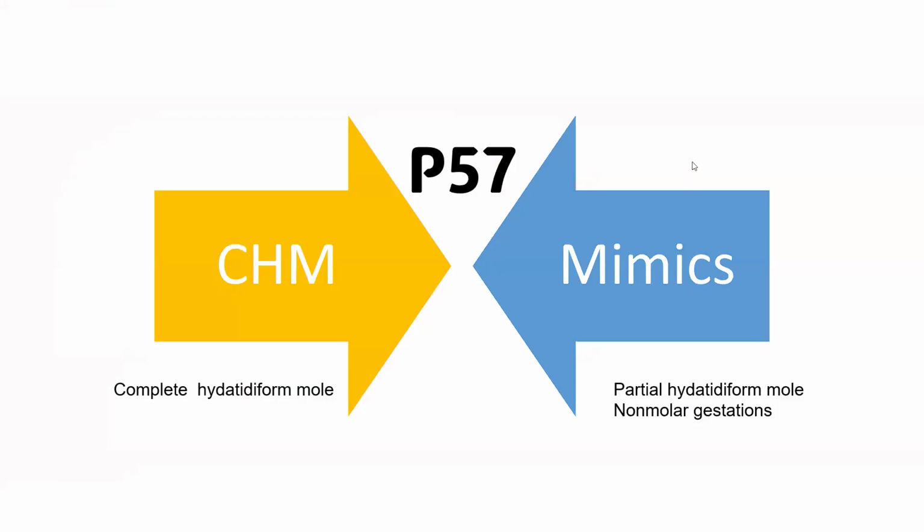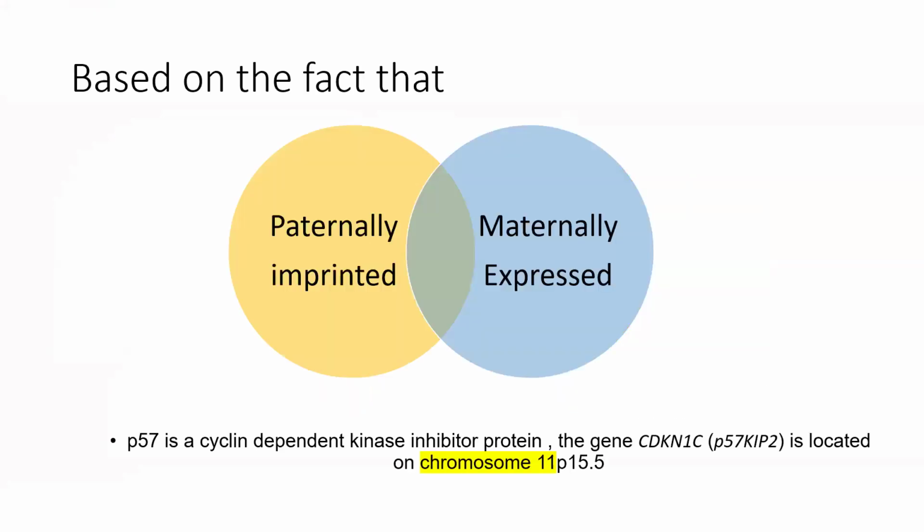Now, let me tell you one more thing about P57 immunohistochemistry, because it's really a good marker that we can use. P57 is a marker that is paternally imprinted but maternally expressed. This means that the gene is inherited through the paternal genome, but it cannot be expressed without maternal genomes. In a complete mole, we have paternal genome only and no maternal genome, so the gene will not be expressed and the protein will not be found, and the immunohistochemical stain would be lost or negative.